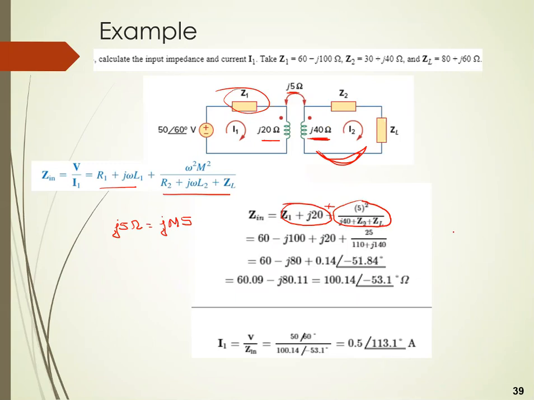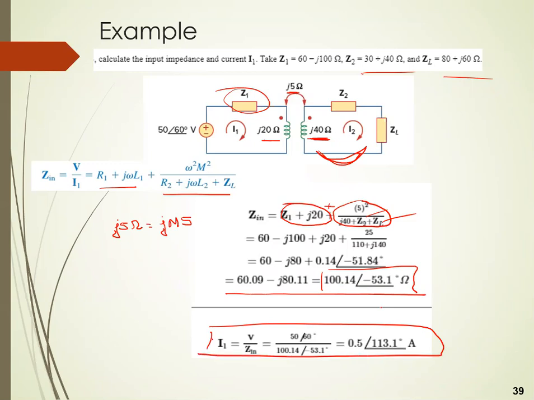Since we are given Z2 and we are given ZL in this problem, we can substitute for those values, and the rest is just math. And so we find the input impedance given by this value. And so then we can find the current based on that input impedance.